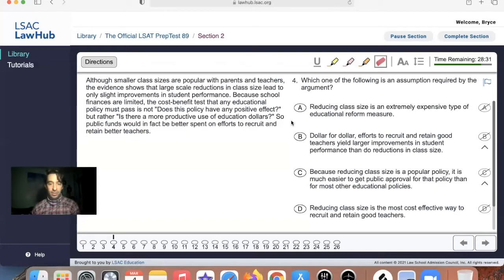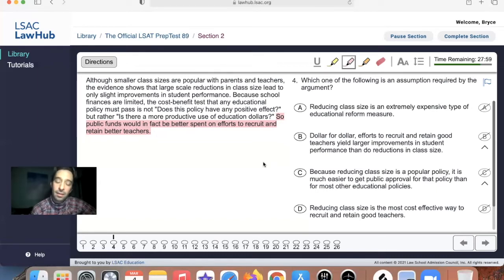Now, my students know that the first thing we do is decide if this is an argument or a set of facts, and we know it's an argument, so we have to hone in on the main conclusion of the argument. And sometimes that's tricky in questions like this, when there's multiple conclusions. But to do the work for you, because we're teaching, the main conclusion of this argument is: so public funds would in fact be better spent on efforts to recruit and retain better teachers. Everything else leads up to this and supports this.